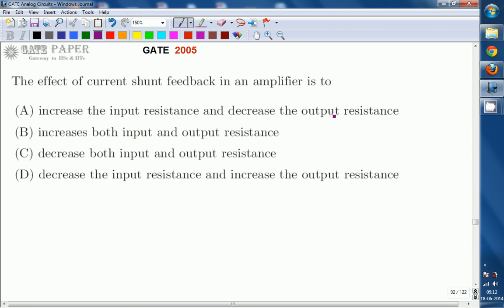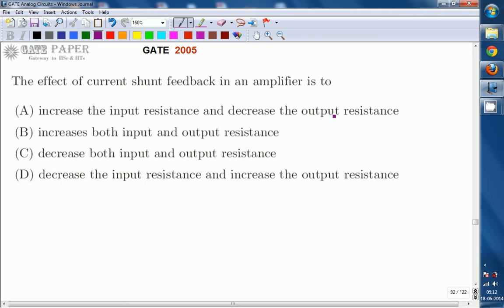Hello, we are discussing the GATE 2005 ECE paper, and this question is related to analog circuits. The effect of current shunt feedback in an amplifier is: A, to increase the input resistance and decrease the output resistance.